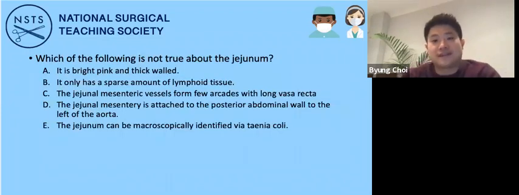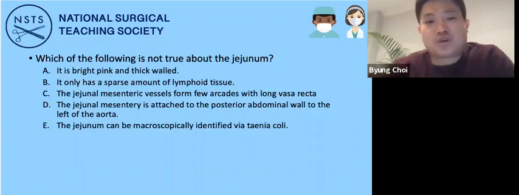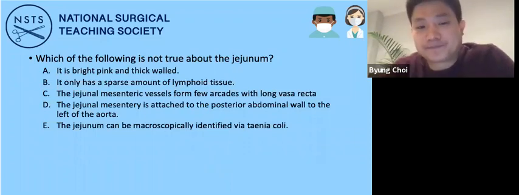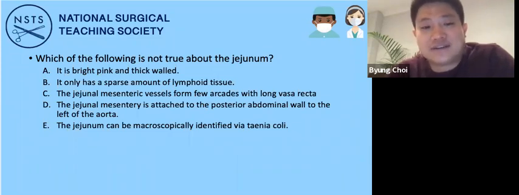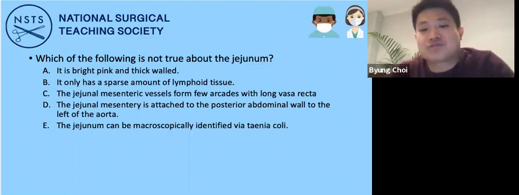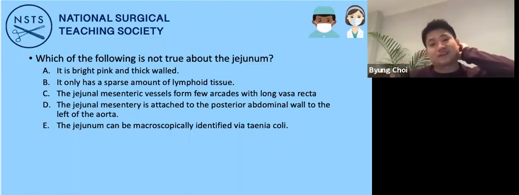So on to the next one. Which of the following is not true about the jejunum? A, it is bright pink and thick-walled. B, it only has a sparse amount of lymphoid tissue. C, the jejunal mesenteric vessels form few arcades with long vasa recta. D, the jejunal mesentery is attached to the posterior abdominal wall to the left of the aorta. E, the jejunum can be macroscopically identified via taenia coli.